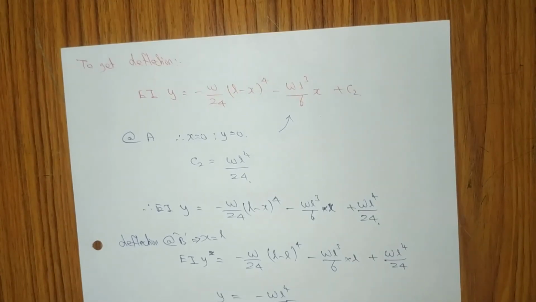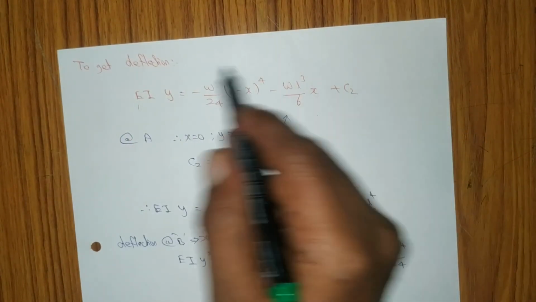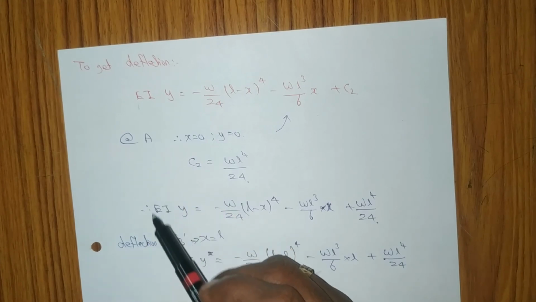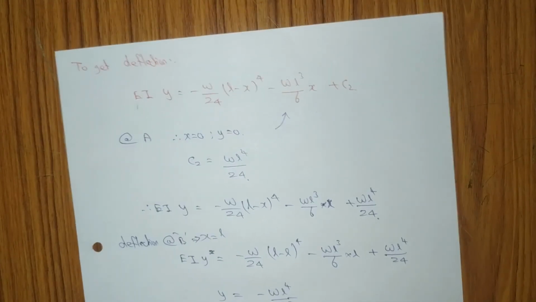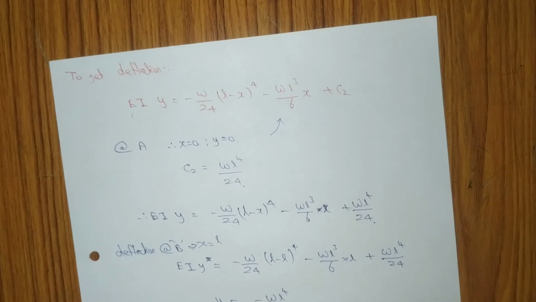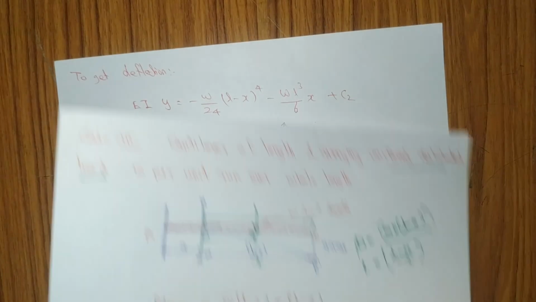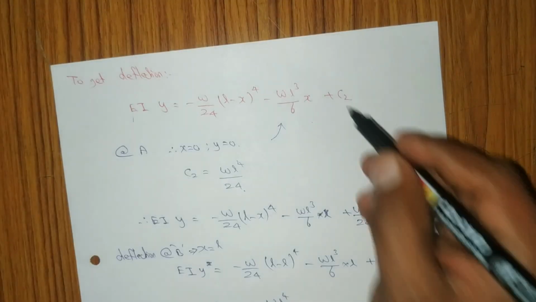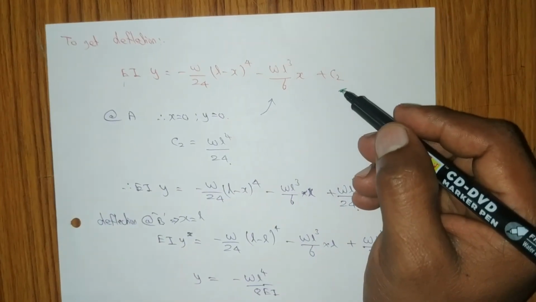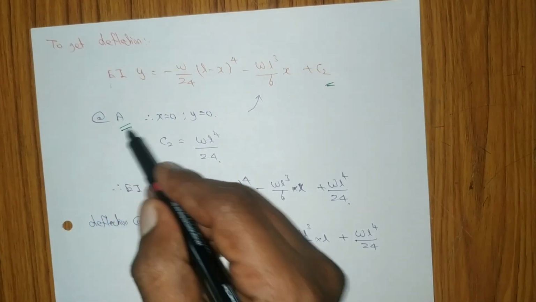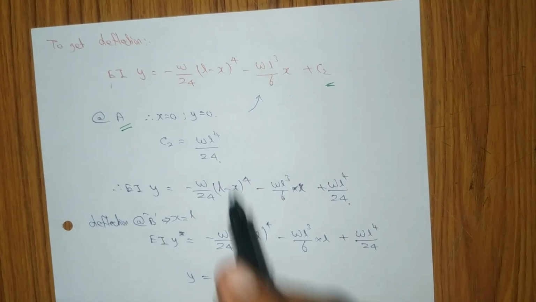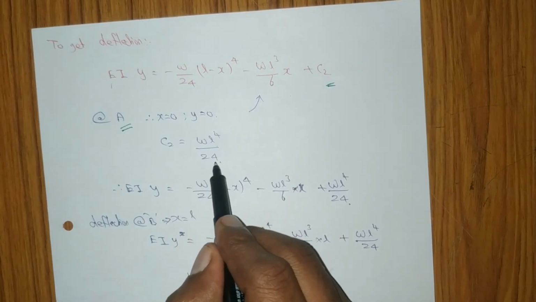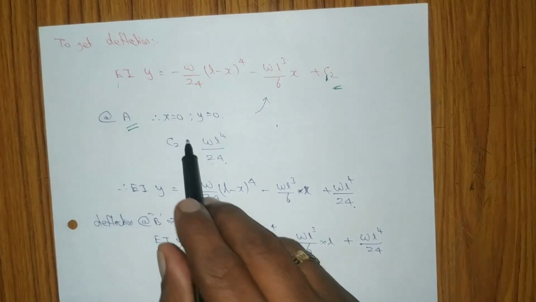Next we need to find the deflection for this beam. We know the slope equation, so again you have to integrate this equation once more. If you do the integration two times, you will get a constant C2. You apply the fixed end boundary condition, x equals 0 and y equals 0. C2 will be W L power 4 by 24. Then you add C2 here.